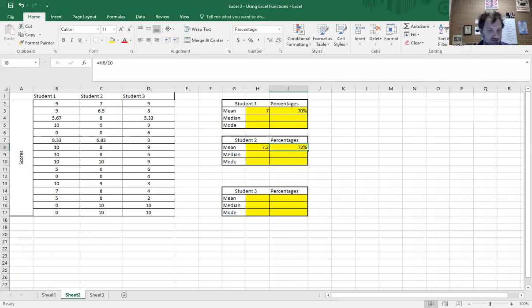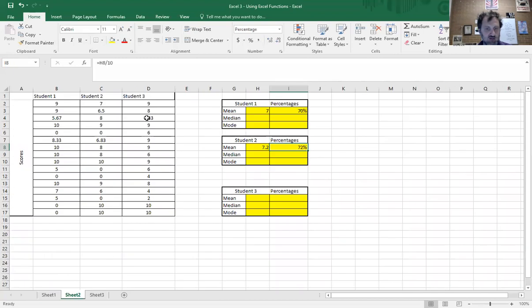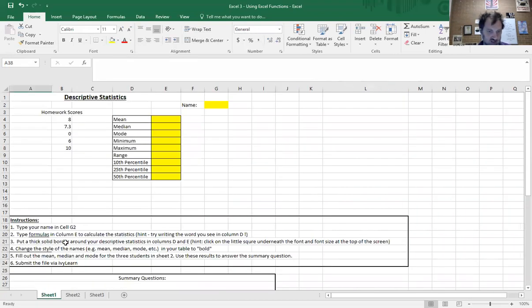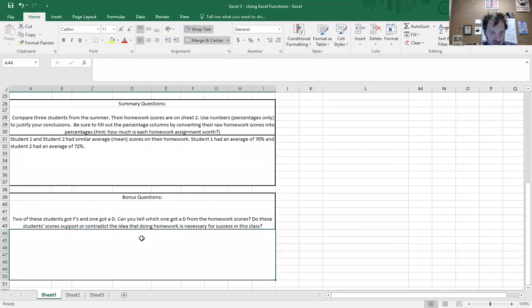Okay, I think that's it, right? You calculate all of this, you do some formatting. Over here, you're calculating the mean, median, mode for each student, and then you're looking at percentages, and then you're trying to write your answers. There is a bonus question here if you want to get into that. We're not going to do that in class. In fact, this assignment might be the first one we do outside of class.